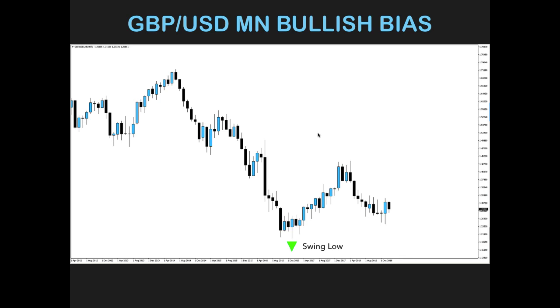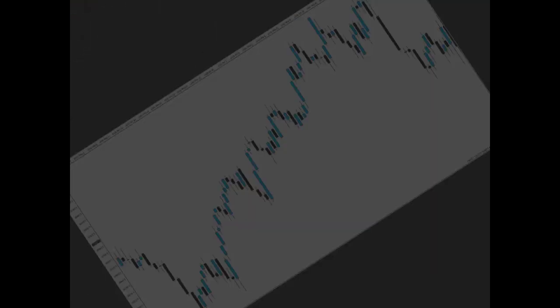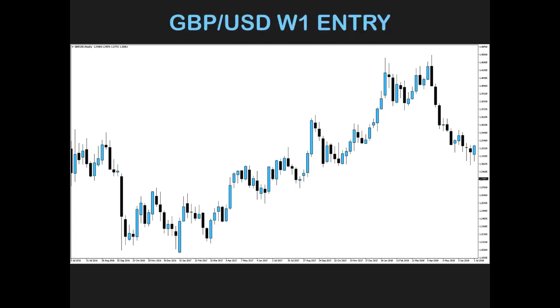Now what we're going to do is drop down to a weekly chart for our entry. You can see here that here's the first week in May. This is where we determined that we would be looking for bullish setups. So from this point onward, we're bullish.